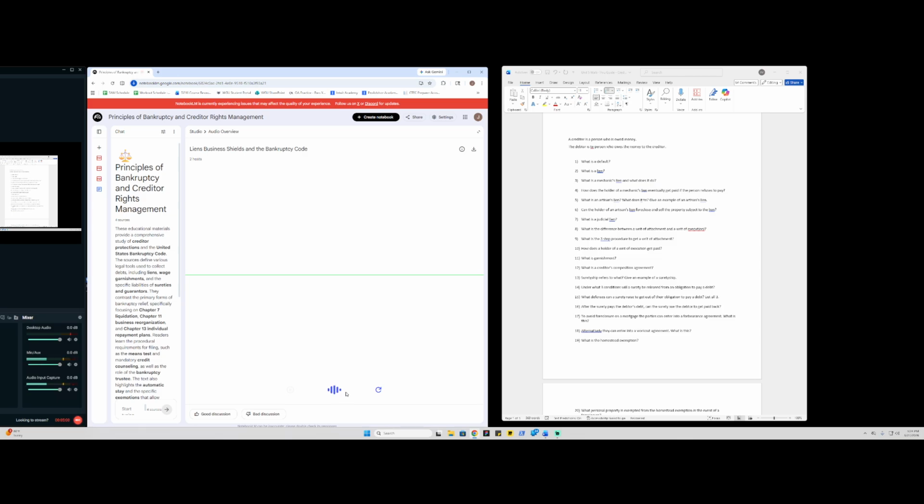But can the holder of the artisan lien foreclose and sell the property subject to the lien? So can they sell, like, can they sell houses?